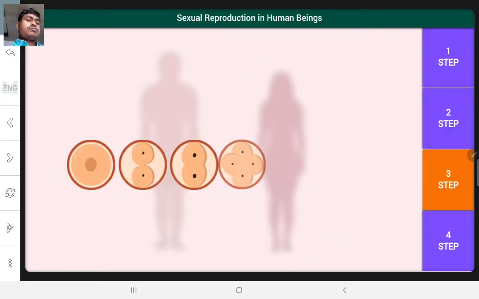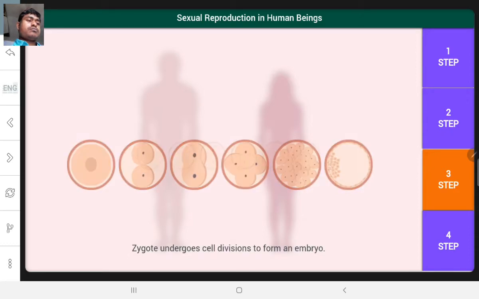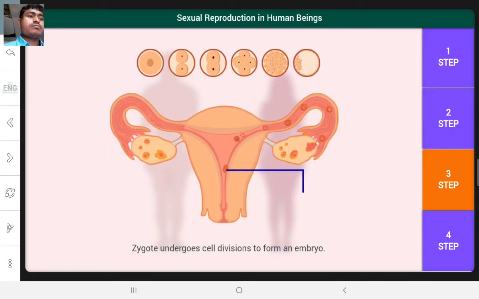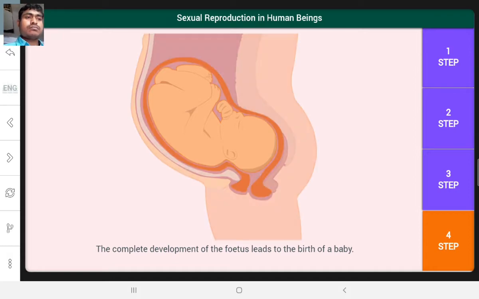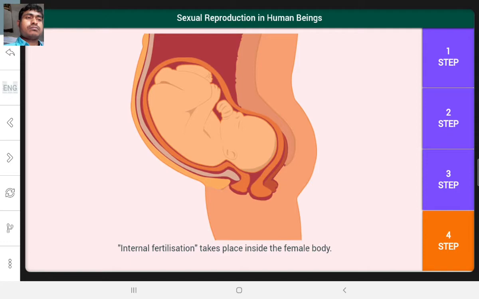The zygote undergoes many cell divisions to form an embryo. Different tissues and organs of the body begin to form in an embryo. The embryo attaches to the lining of the mother's uterus and begins to develop into a fetus. The fetus is that stage of the embryo when all body parts are distinguishable. When the fetus is completely developed, the mother gives birth to a baby. This type of fertilization is known as internal fertilization, where the zygote gets fertilized inside the female body.